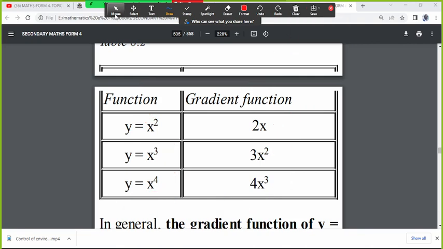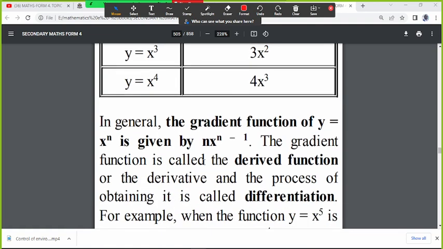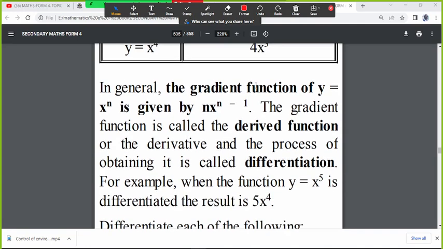So in general, the gradient of a function y equal to x to the power n is given by n x to the power of n minus 1. So the gradient function is called, this is what I want us to get, the derived function. These are other terms. And it is also called the derivative.